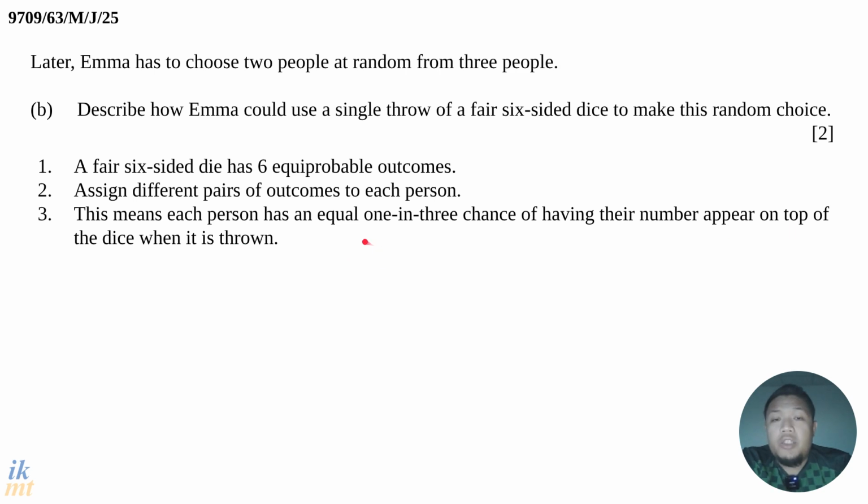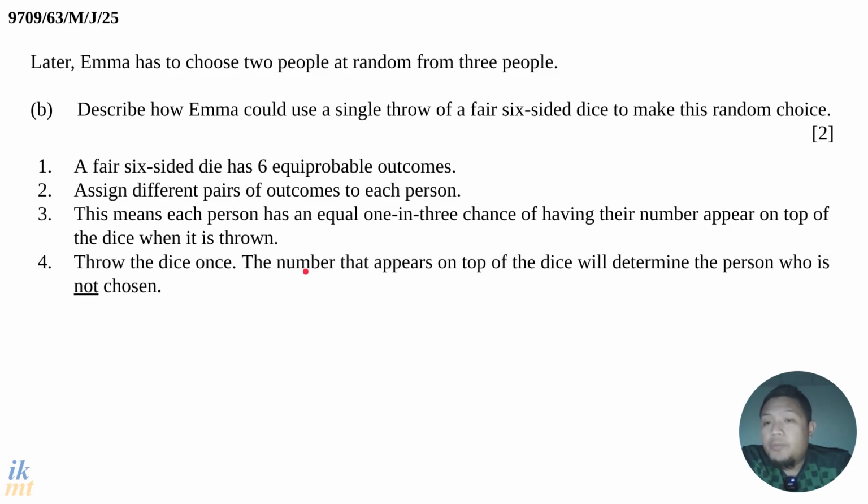Since we assign the pairs of outcomes to each person, that means each person gets 2 numbers. And so all of them will have a 2 out of 6 chance, or 1 in 3 chance, of having one of their numbers appear on top of the dice when it's thrown. So this is still equiprobable, 1 in 3. So throw the dice once, and the number that appears on top of the dice will determine the person who is not chosen.